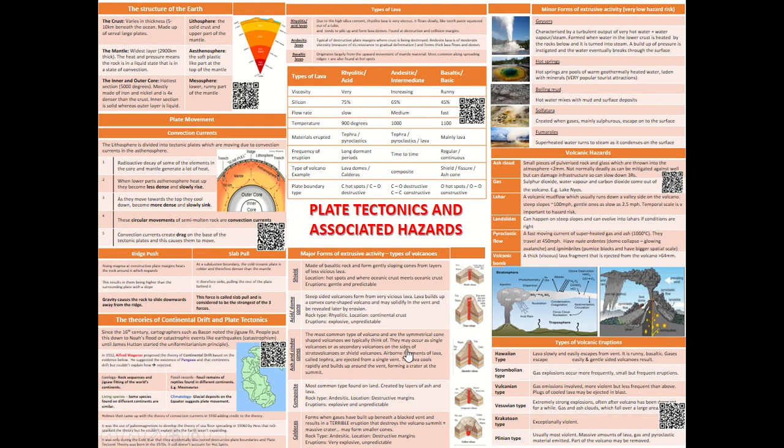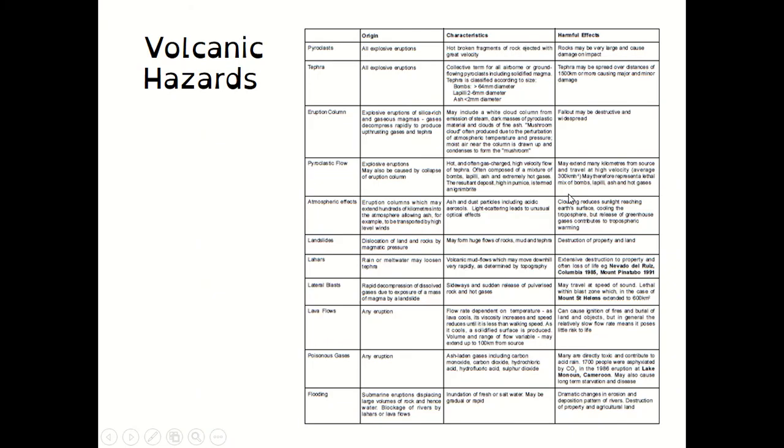So those are your types of volcano. We can now get into the types of hazard associated with this. So here's just a simple table that you can work your own way through. It's from a geofile about all of the different hazards associated with volcanoes and their characteristics and the harmful effects of them. So I'll leave you to pause this and have a look through them yourselves.